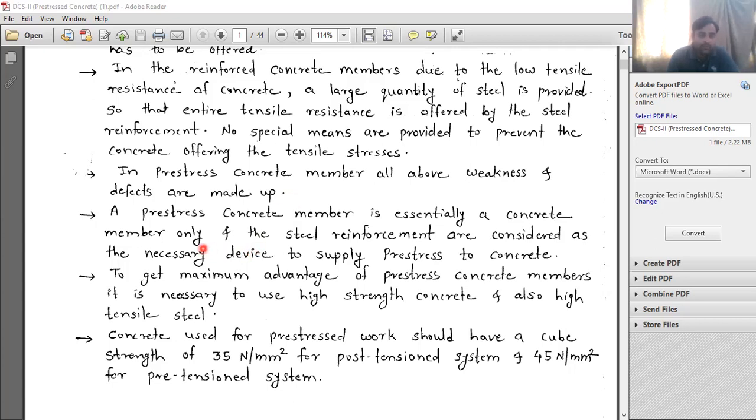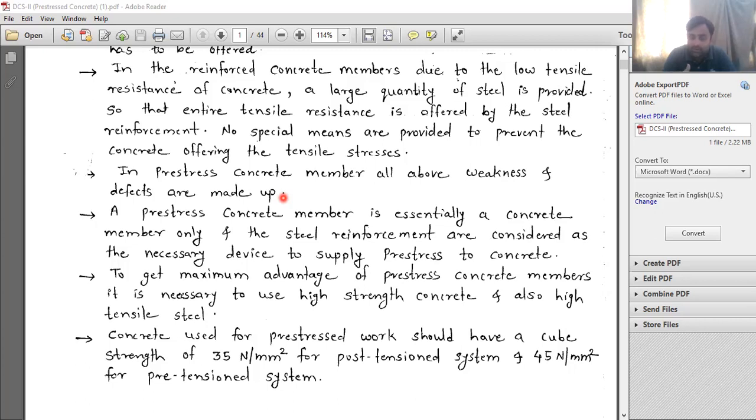At this point you may ask the question: if the prestressed concrete member is so good that all the points we discussed in the first three are overcome, then why is prestressed concrete not used in normal construction also? That must be the question. So why is it not used? Because it is very costly. The assembly required to generate those internal stresses is very costly.